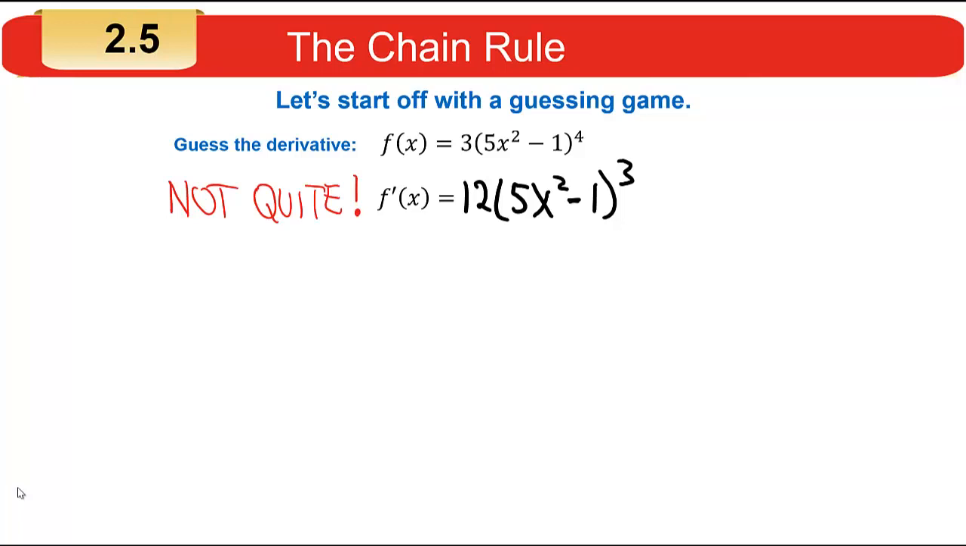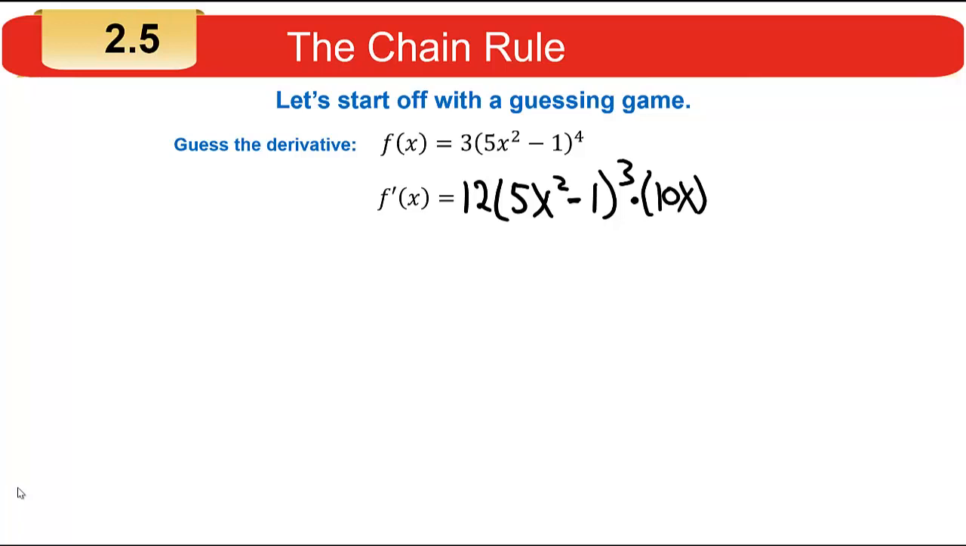The correct answer is what I have written here, times the quantity 10x. Now, before we go any further, can you look back at the original problem and think about derivatives and see where that 10x may have come from? Is there anything that you can look at above in the original function and say, well, that might be where the 10x came from? Think about it a minute.